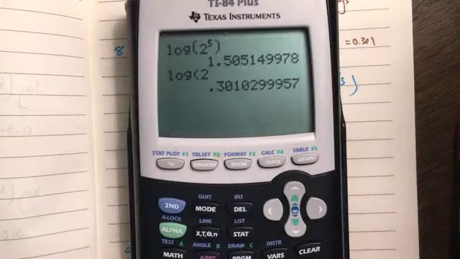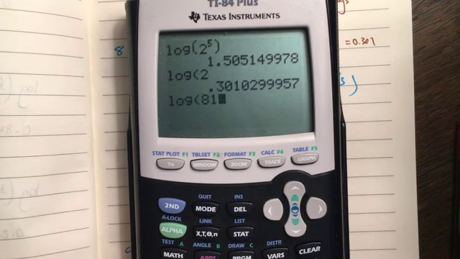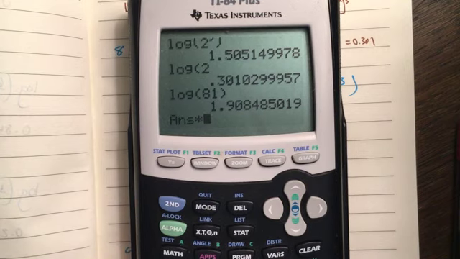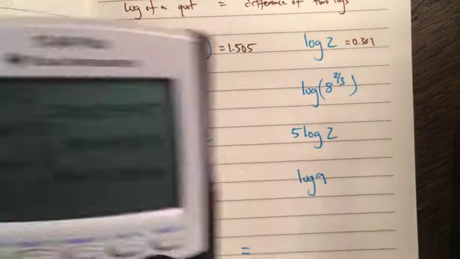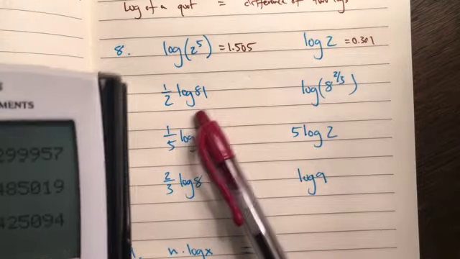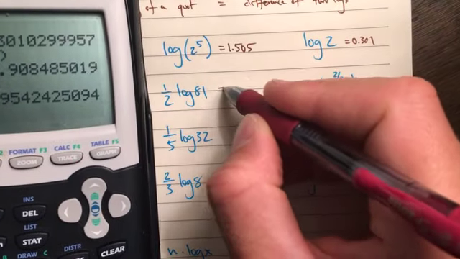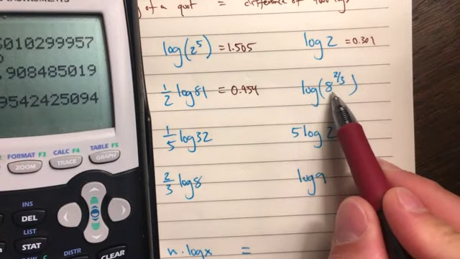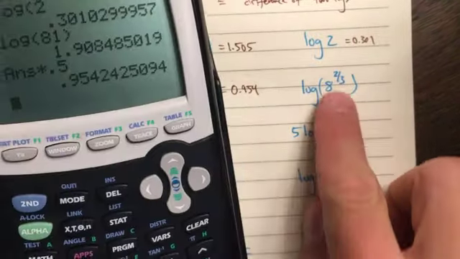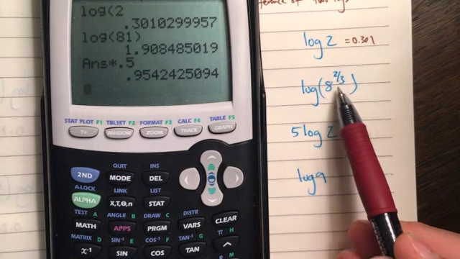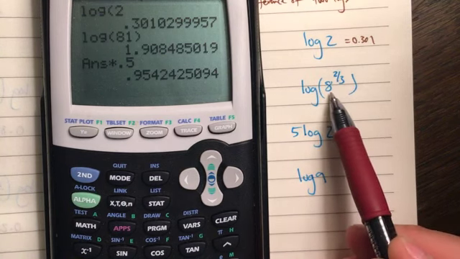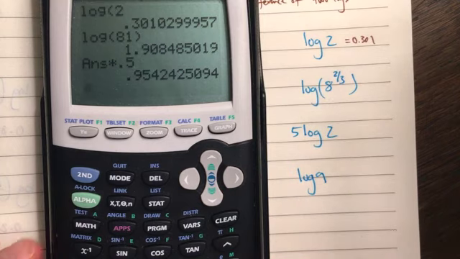All right, let's try log of 81, which would be 10 to which power is 81? Almost 10 squared. And then let us multiply it by 0.5, because we were finding 1/2 times log of 81. And that gives us 0.954. Let's find log of 8 to the 2/3. Remember, 8 to the 2/3 is the cubed root of 8 squared. Cubed root of 8 is 2. 2 squared is 4. So that's actually just log of 4.